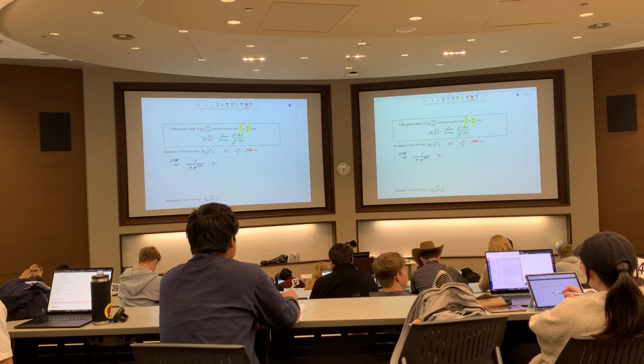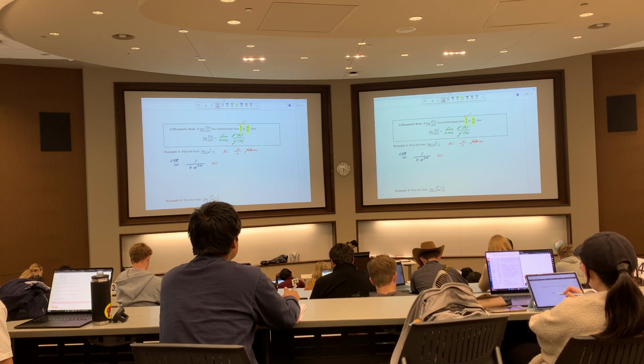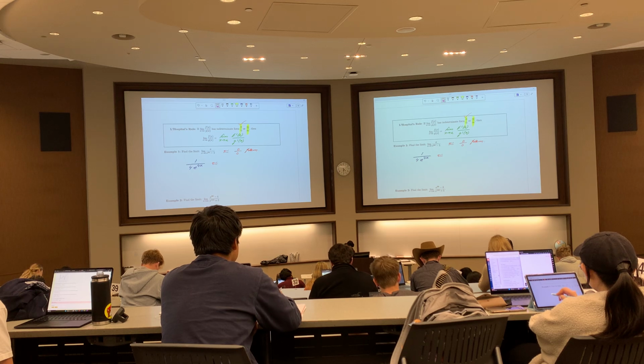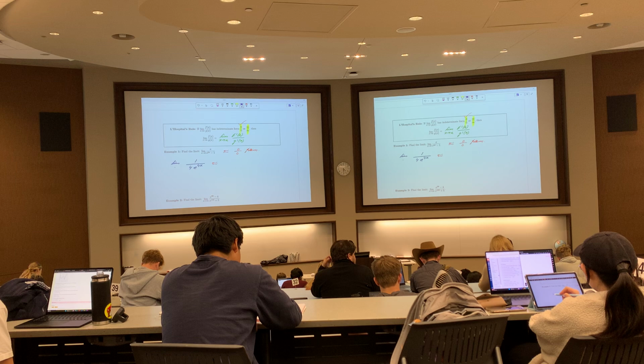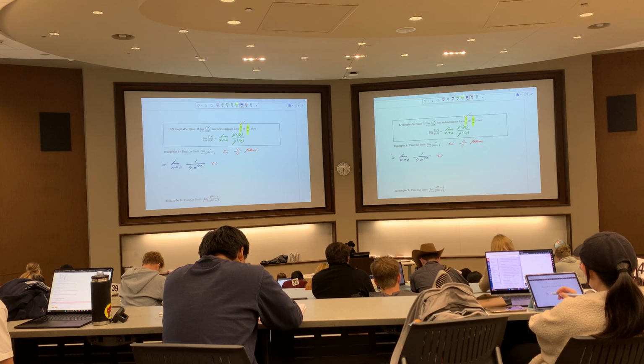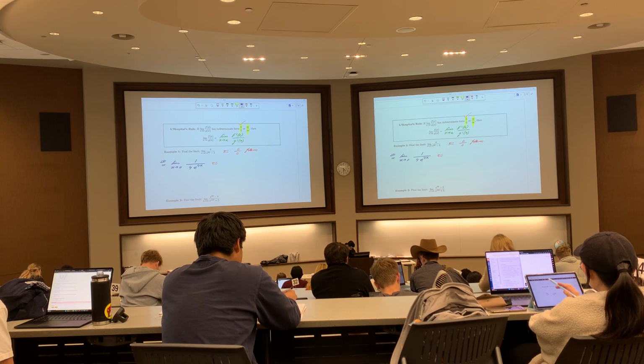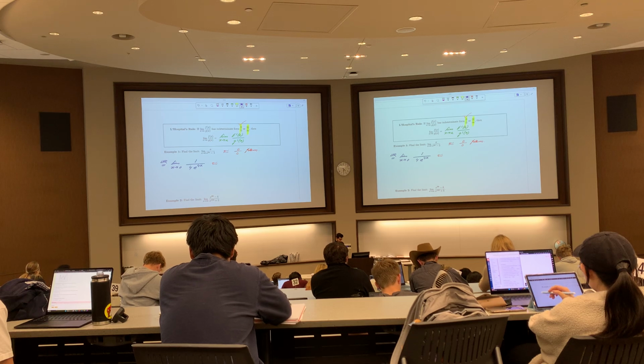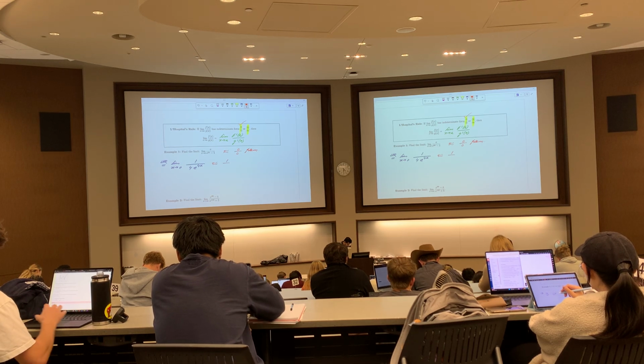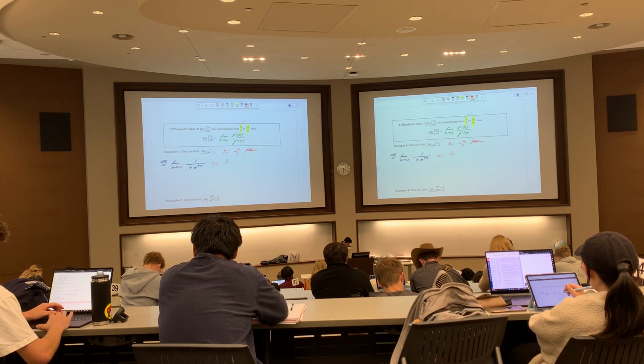I missed the limit, I guess, so I need to write the limit again. So let me write down the limit. I have to continue to write the limit as long as I'm applying this L'Hopital's rule, okay? So if I now do the direct substitution, what do I get? I get something like 1 over e to the 0 is 1, so I'm getting 1 over 4.